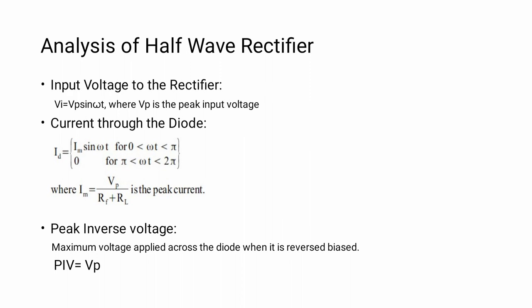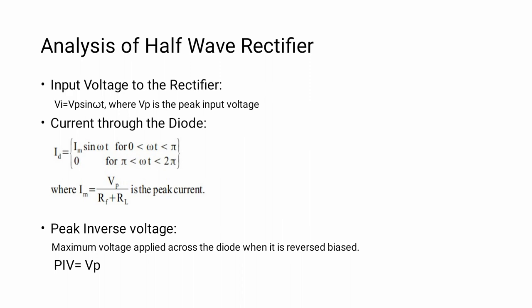Now the next point is the current through the diode. In that case, we have considered that the diode has a forward resistance RF and a reverse resistance RR, where RF has a very small value and RR has an infinite value. The current flowing through the diode is given as ID, which is equal to Im sin omega t for the range 0 to pi, and after that it is equal to 0 because it is in the negative half cycle portion, where Im is the peak current flowing through the diode, which is equal to Vp by RF plus RL, where RF is the diode forward resistance and RL is the load resistance.